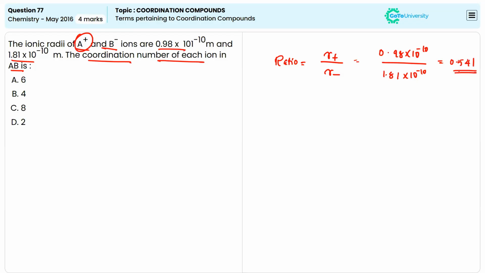0.541. So from this range we can find out the coordination number, because if the radius ratio range is between 0.414 to 0.732, the coordination number will be 6. This thing we have to memorize, then only we can predict the answer. So here 0.541 is between 0.414 and 0.732, right? So when this ratio is in this range, the coordination number of the complex will be 6. So here the correct answer is option A, that is the coordination number is 6, and here it will be in octahedral arrangement.